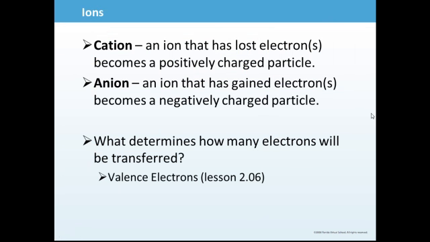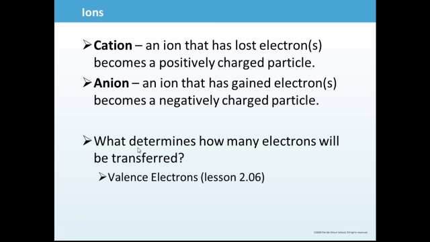Quick review. Cation, an ion that has lost electrons and becomes a positively charged particle. Anion, kind of like the antagonist, is the negatively charged particle. Anions will gain electrons.